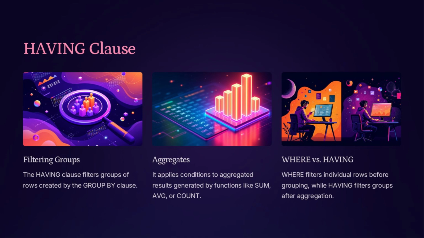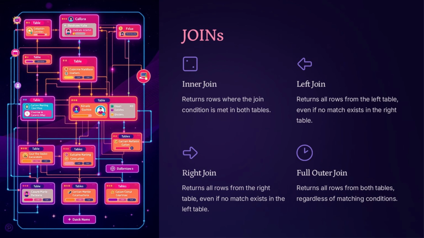Joins are a powerful way to combine data from multiple tables in a database. We'll cover four main types of joins: inner, left, right, and full outer. Inner join returns only the rows where the join condition is met in both tables. Left join returns all rows from the left table, even if no match exists in the right table. Right join returns all rows from the right table, even if no match exists in the left table. Full outer join returns all rows from both tables, regardless of matching conditions.